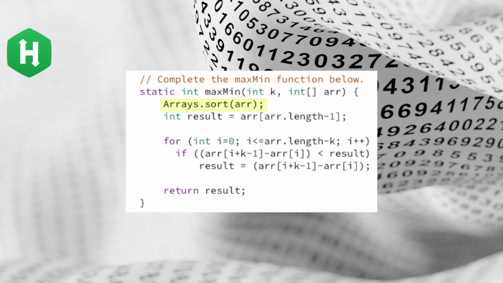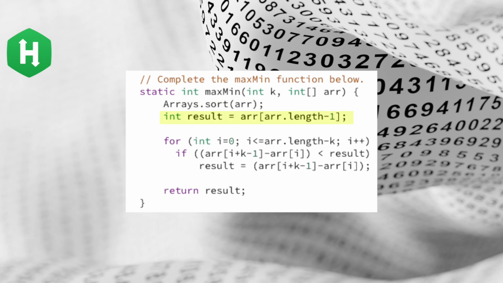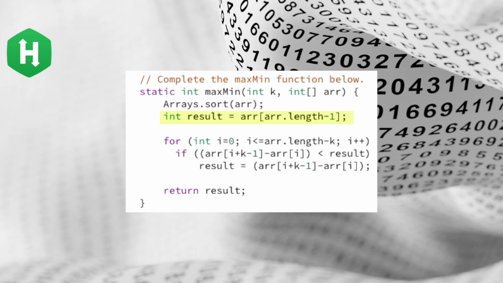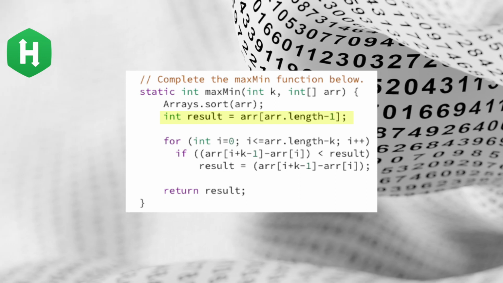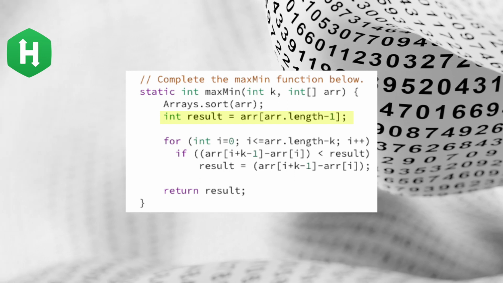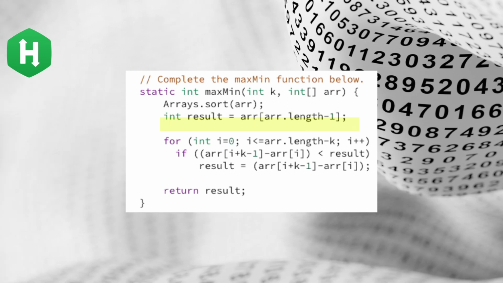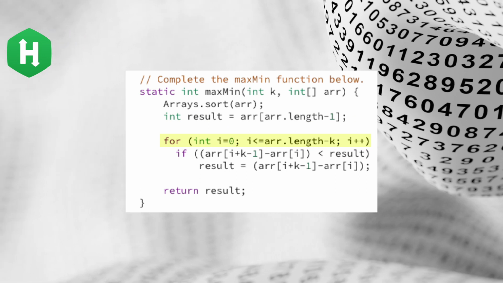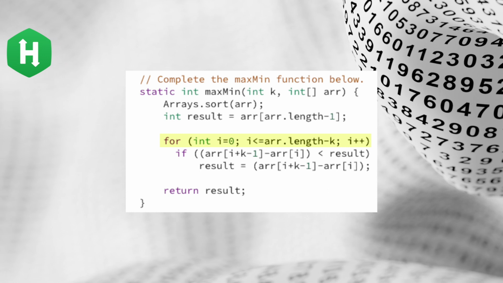After sorting the incoming array, I set a primitive integer named result to the largest value in the array, denoted by the last element in the sorted array. The result variable will contain the minimum unfairness of a k-length subarray in the incoming array. Next, I define a for loop to traverse each element in the array, up to the last element subtracted by the value of k.